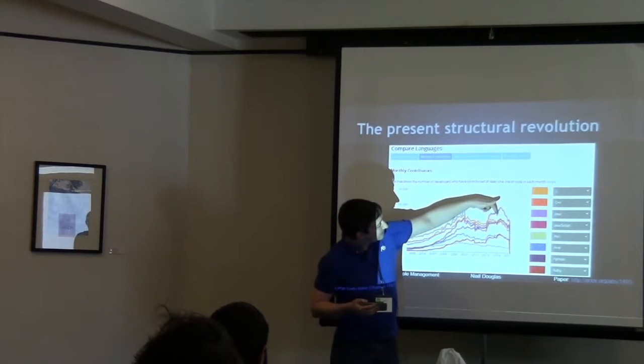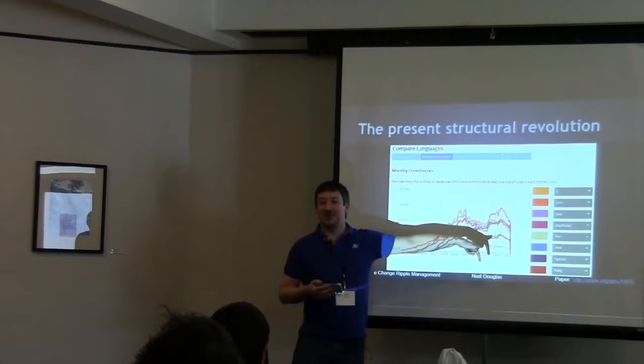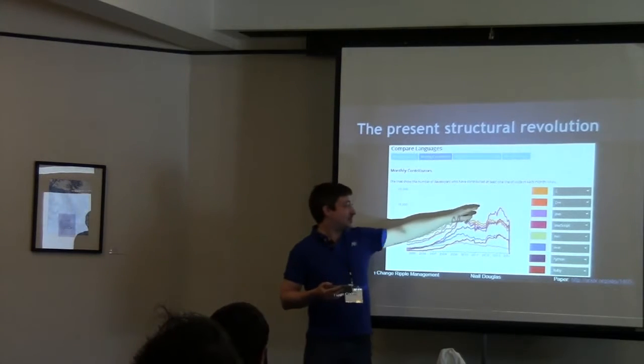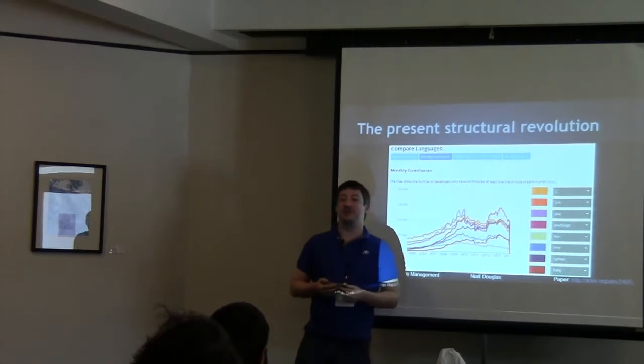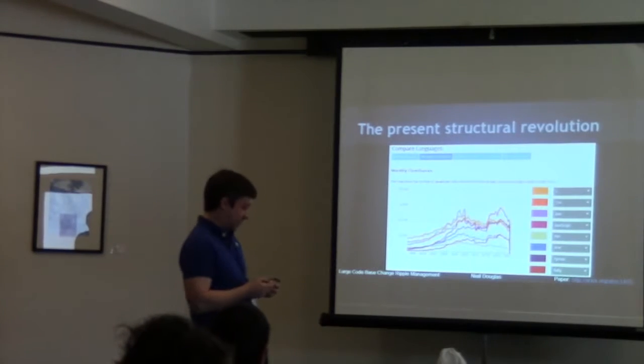You might notice there's a little dip just here across the board. That was Hurricane Sandy. When Hurricane Sandy happened, there was a really noticeable statistical deviation in the amount of open source that was being done. It shows how important the New York area is to open source.